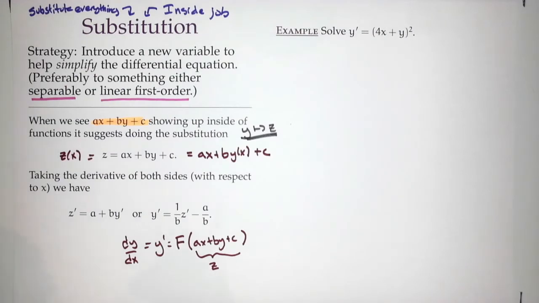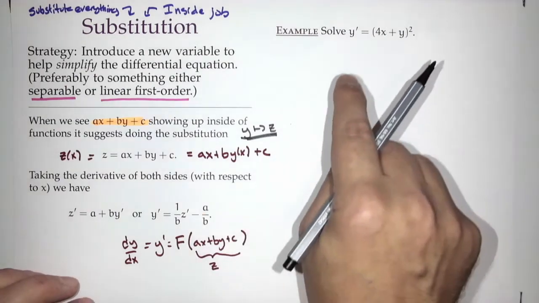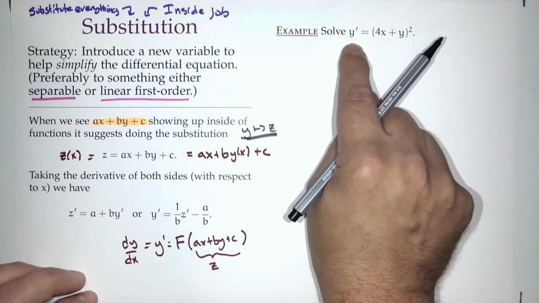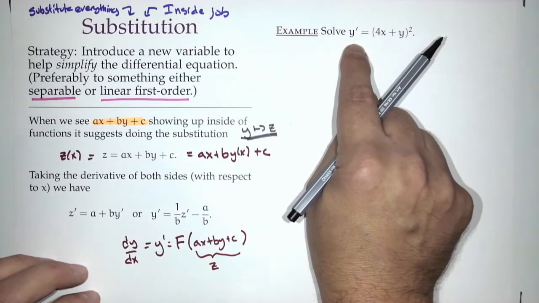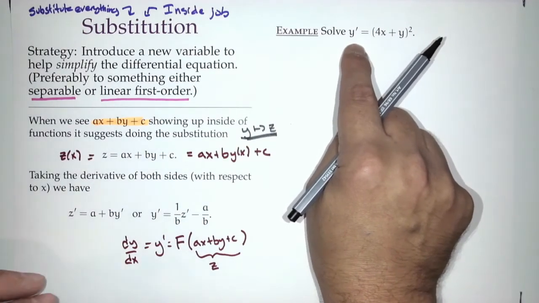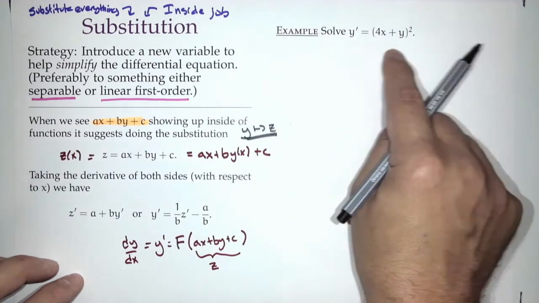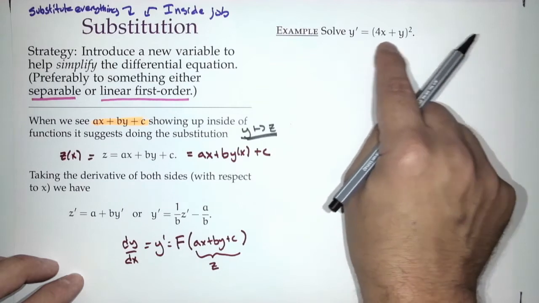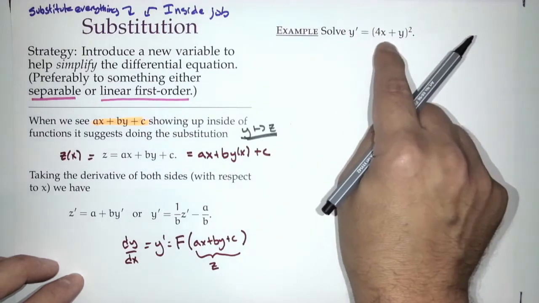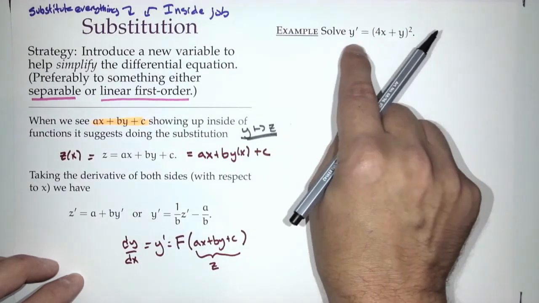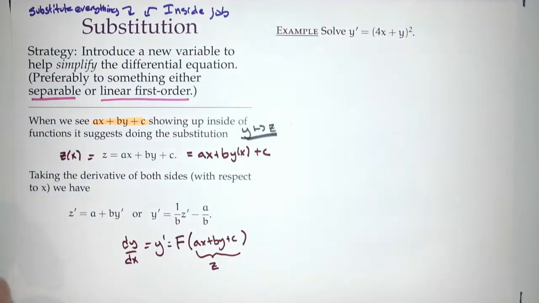All right, well, now you can see we have an example coming up in the very near future. And is it of the right form? Yeah, we have this 4x plus y inside of a function, squared. And you'll notice this differential equation as written, is it separable?